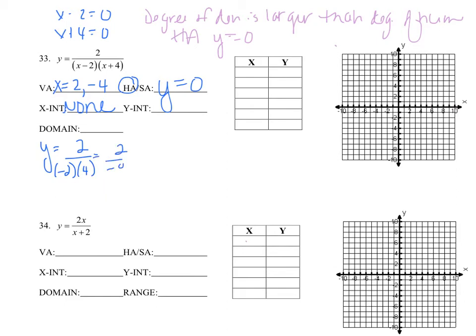So we get 2 over negative 8, which is negative 1/4, and make sure that you write your y-intercepts as points. And if we had an x-intercept, the same would be true. All right, so let's go over to the graph.